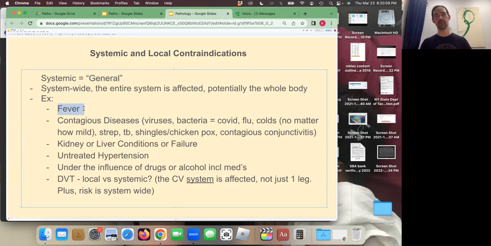So fever, for sure, a systemic contraindication. No massage when somebody has a fever. Why do they have a fever? Do they have something contagious? You don't want them in your clinic. Or perhaps they have a fever and they're so inflamed and their body cannot regulate its temperature.